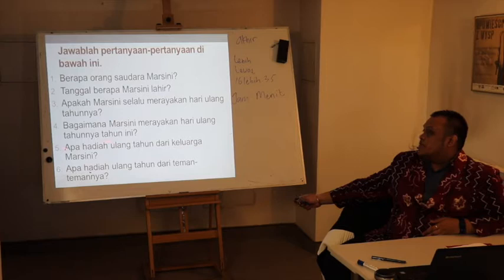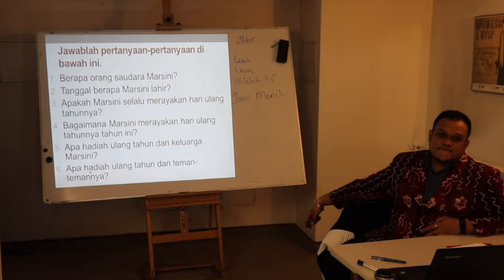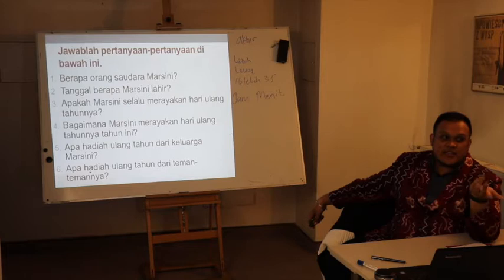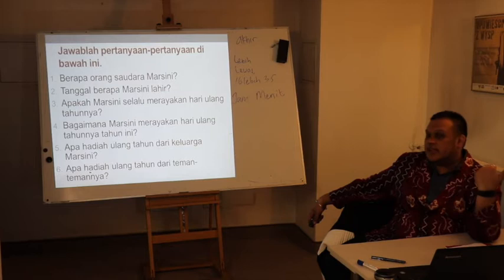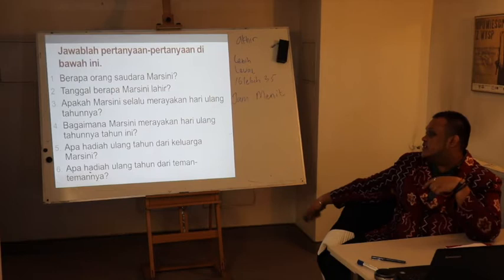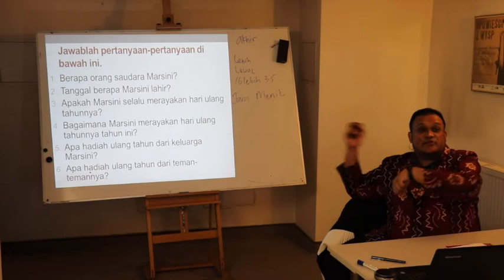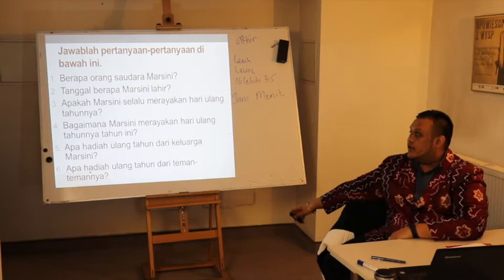And next, number 5. Apa hadiah ulang tahun dari keluarga Marsini? Apa hadiah? Tiket pesawat ke Thailand. Tiket pesawat, airplane ticket to Thailand. And then? Dan buku. Yes, very good. What about number 6? Apa hadiah ulang tahun dari teman-temannya? From friends. Jam tangan. Watch. Okay. Next.